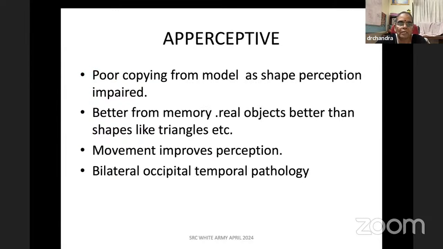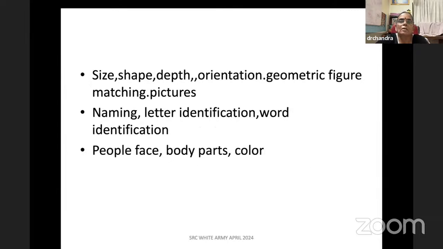In apperceptive agnosia, you don't perceive anything. So you cannot copy, you cannot match, you cannot recognize. You are not able to perceive an apple shown, but if you tell them to draw it from memory, they can do it, because that's a different thing. In the memory, the apple is there, but through the visual mode, the apple is not there. That is apperceptive agnosia. The tests you give are size, shape, depth, orientation, geometric figure matching, and picture matching.